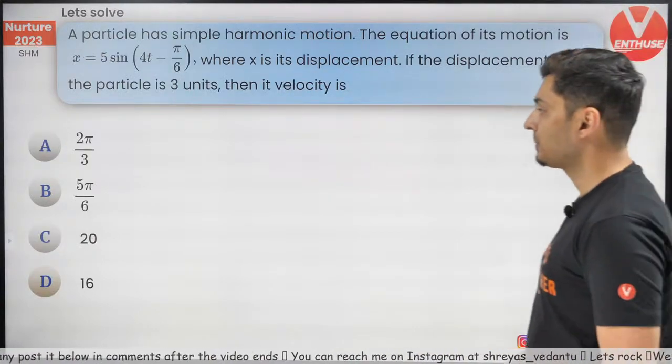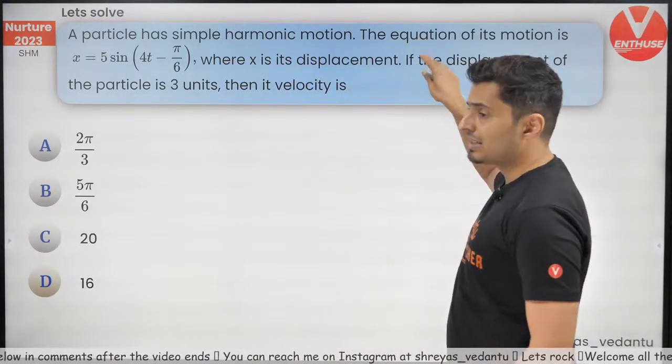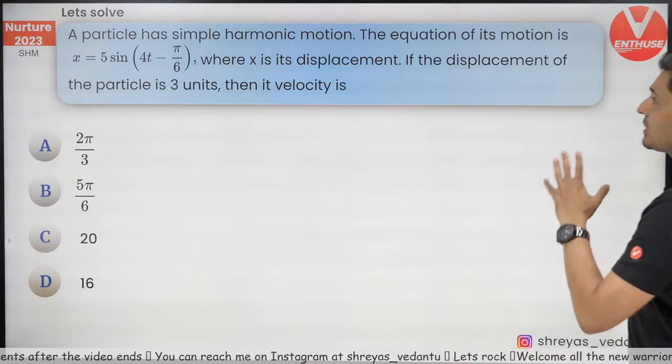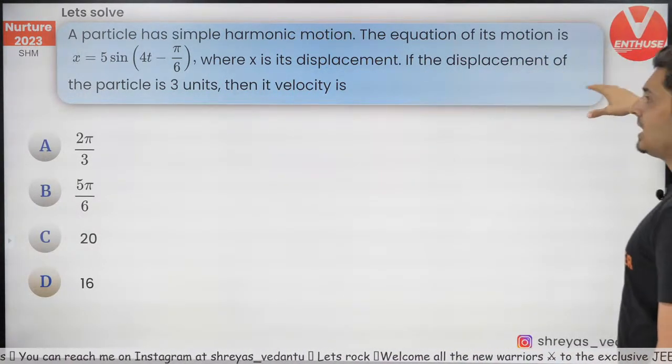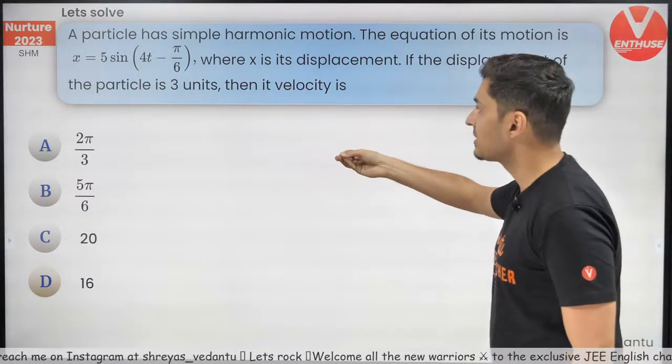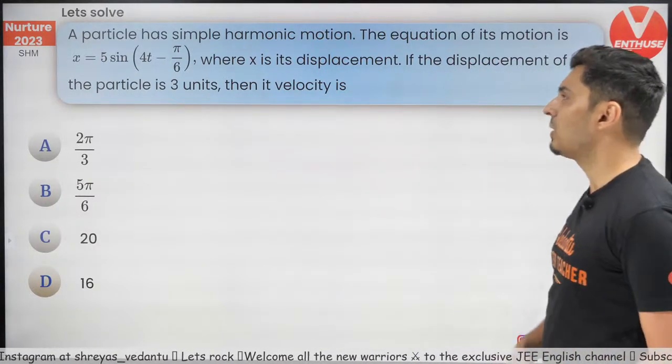Okay, next question. There is a particle which is performing simple harmonic motion. The equation of its motion is so and so, where x is its displacement, and the displacement of the particle is 3 units. Then how much is its velocity?